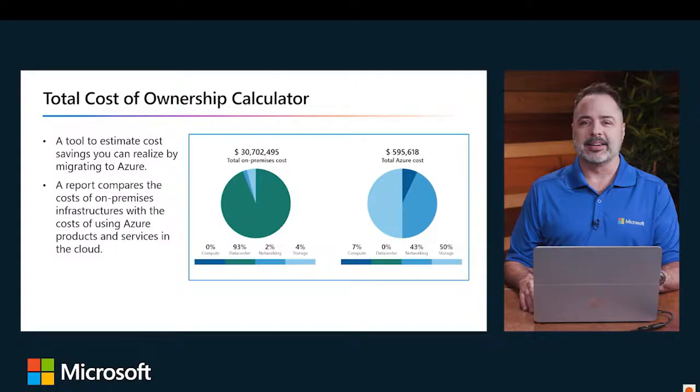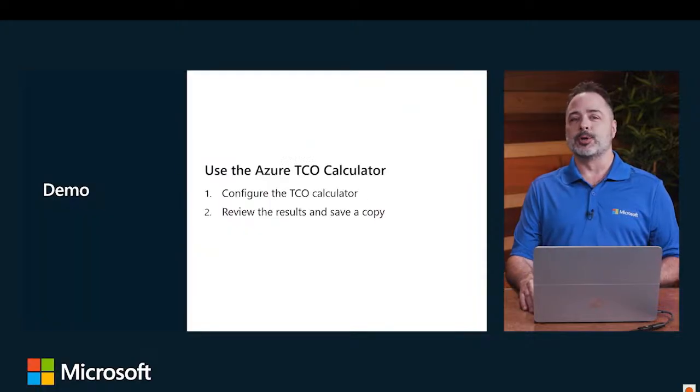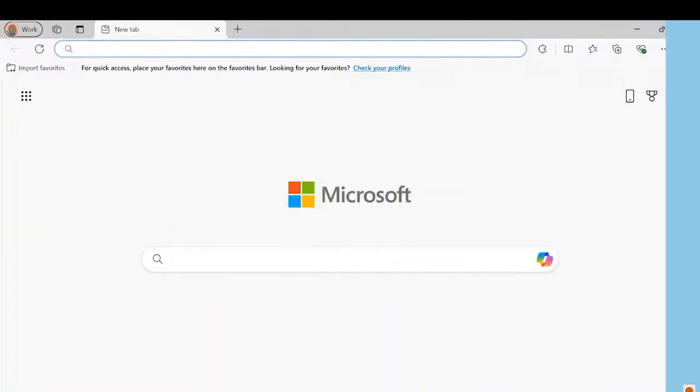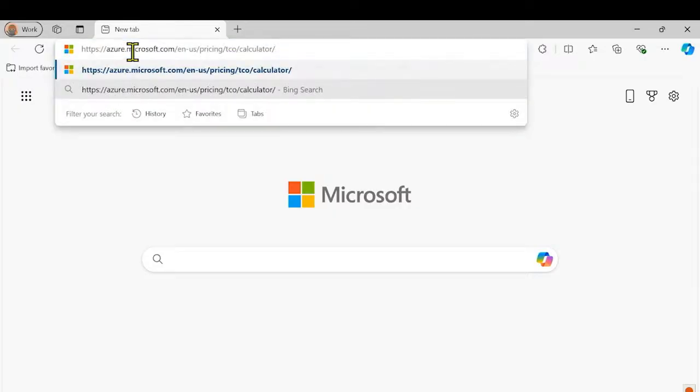Let's take a closer look at the Total Cost of Ownership calculator with a demo. Let's go. All right, so in this demo, we're going to look at the Total Cost of Ownership estimator. What we're going to do is open up a browser. We're going to go to azure.microsoft.com, and then it's pricing and then TCO calculator for the Total Cost of Ownership. So let's open that and work our way through it.